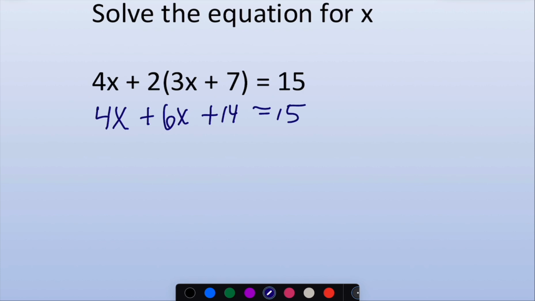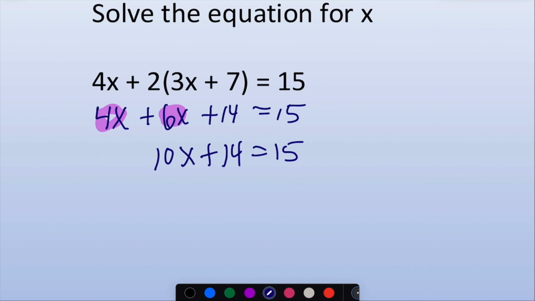And I'm going to take that side and I am going to simplify it as much as possible. You might notice we have some like terms. 4x plus 6x can be combined to be 10x. Now, once you get to the point where both sides are simplified as far as you possibly can go, then you are ready to start moving things around.